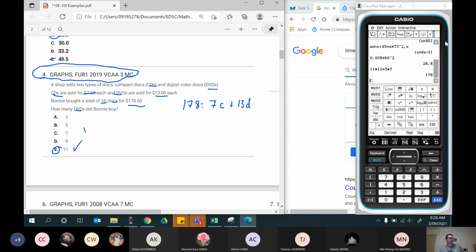Does anyone have any other strategies for how they tackled this one? Curious to know. Feel free to put on your mic if you did.